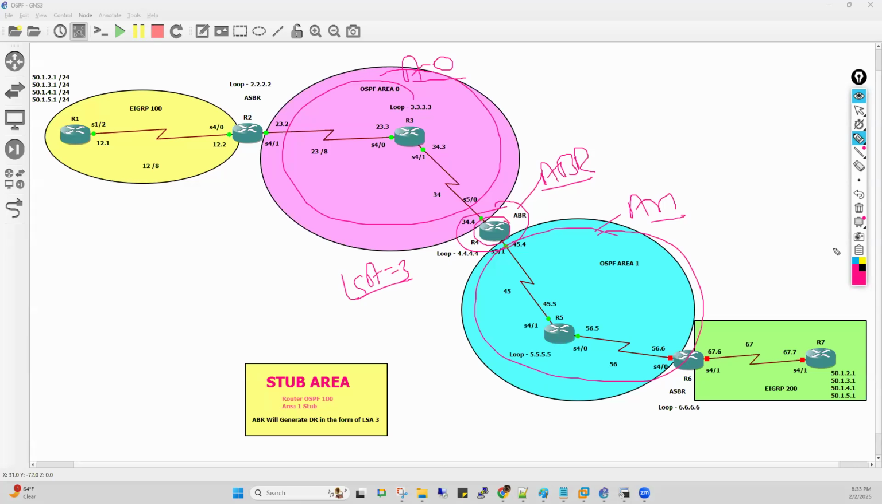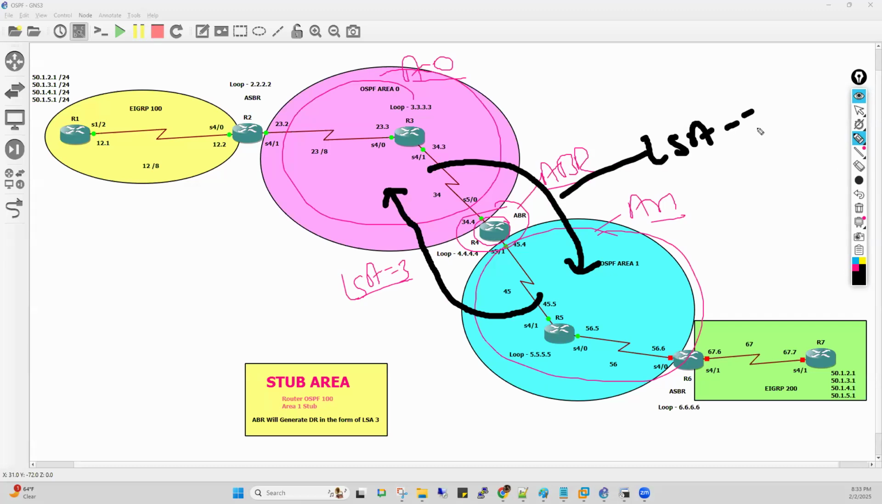So this router shares what? Who can tell me? This area information into this area and this area information into this area, with the help of which LSA? LSA 3. Any doubt? Anyone? No doubt? Tell me quickly.